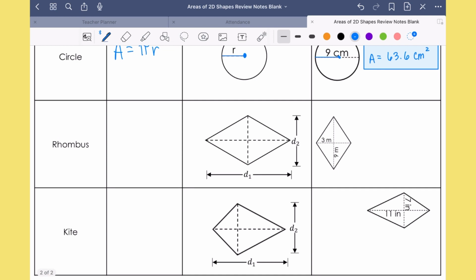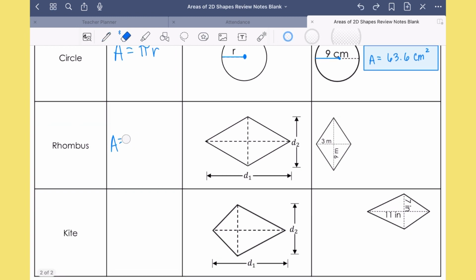Let's finish off our rhombus and our kite. So these two kind of go hand in hand because they actually have the same formula. So let's write the formula for both of these. It's going to be area equals 1/2 diagonal 1 times diagonal 2. So if you want to write on here, D equals diagonal. And it's going to be the same formula for the kite.